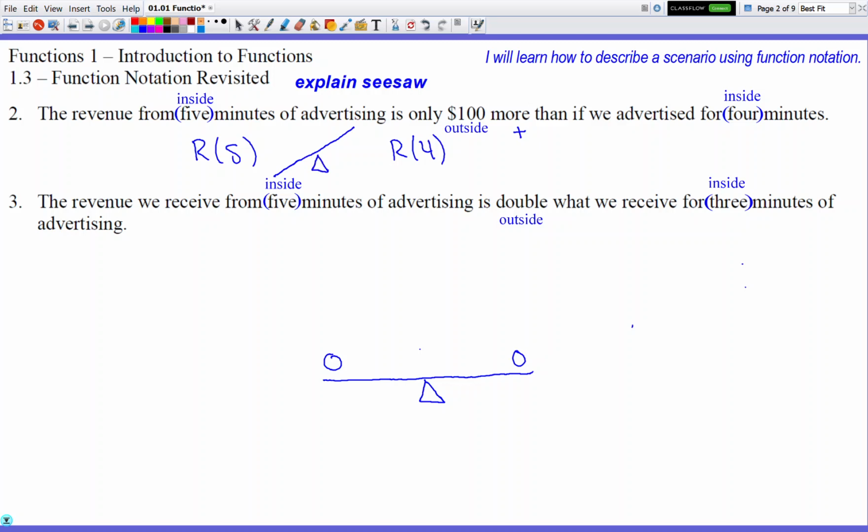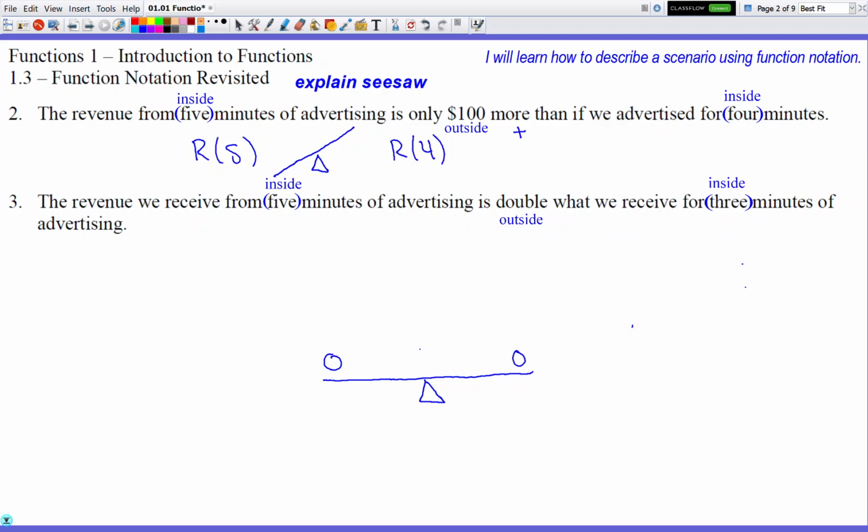Yeah. So here's what you got to do. You're going to use the 100 to balance this seesaw, so that it's even, where the two sides are exactly the same height off the ground. Okay, so that's what the 100 is going to do, that's its role. The 100 is going to balance this thing out.